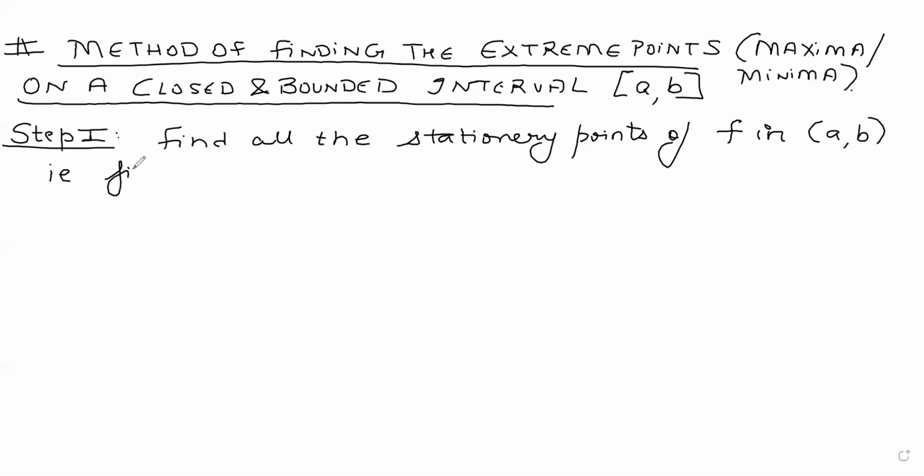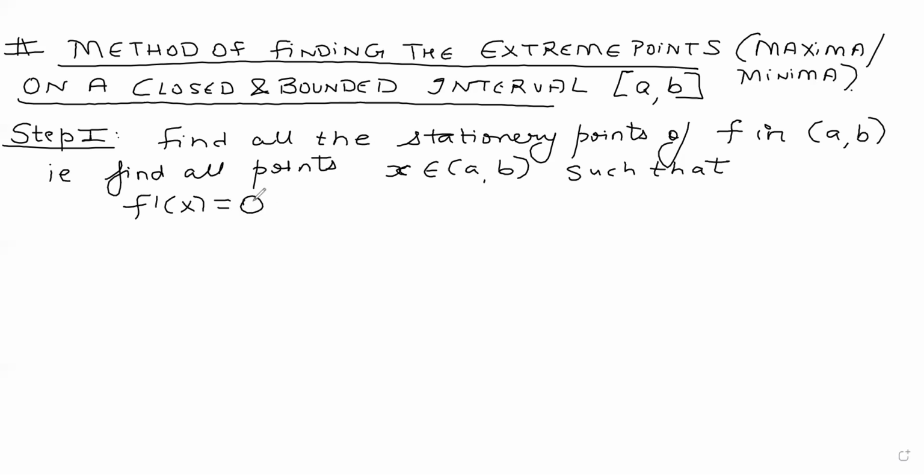That is, find all points x belonging to the open interval a to b such that the first order derivative f dash x is equal to 0. So this is step 1. We are given the function f of x. You find the derivative f dash x, you put it equal to 0, you solve for x, and you get all the stationary points. Remember, stationary points lie in the open interval a to b. They lie in the interior.